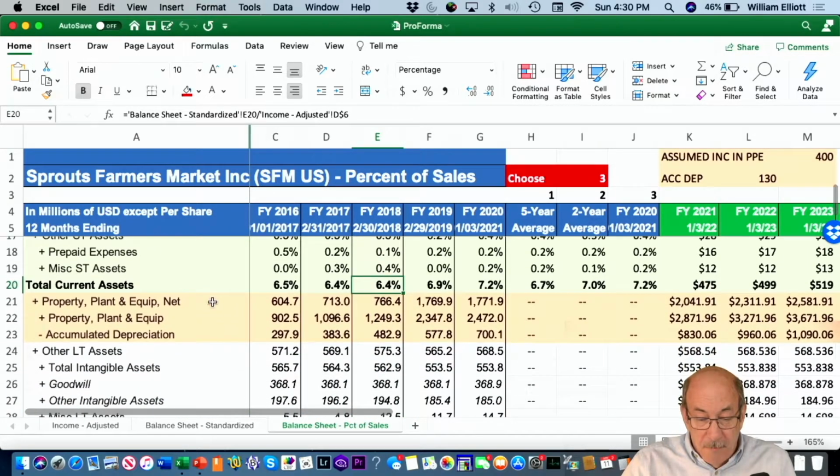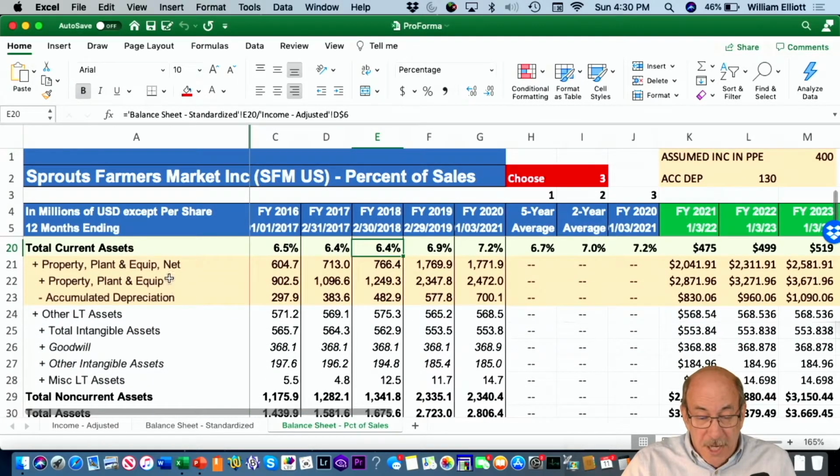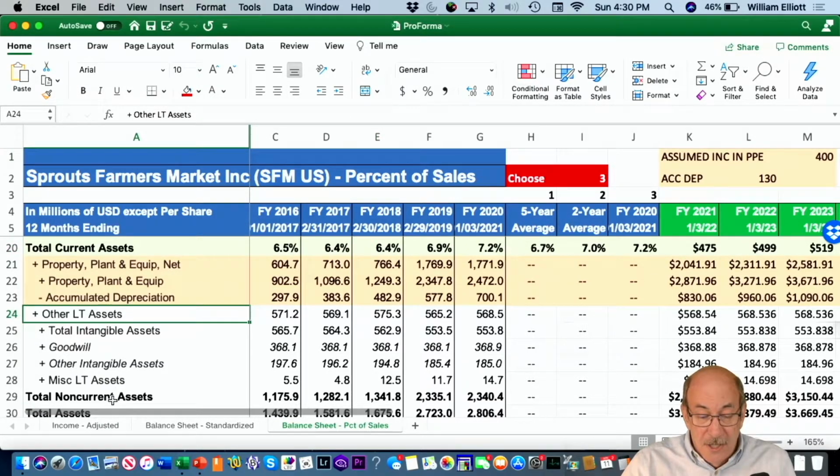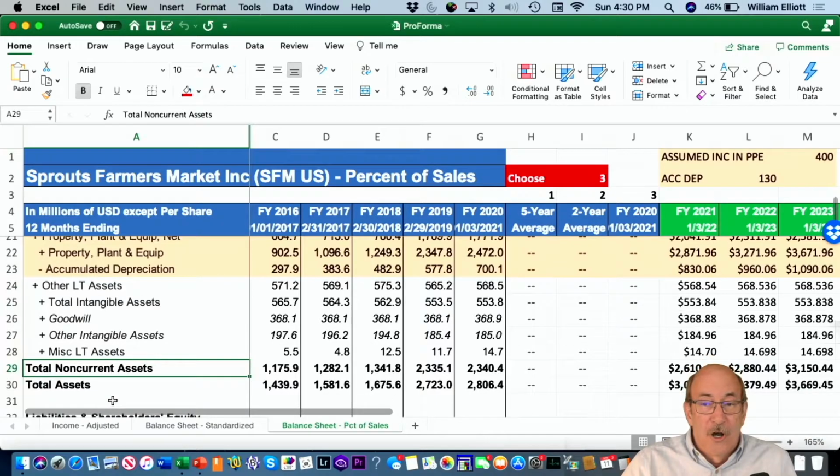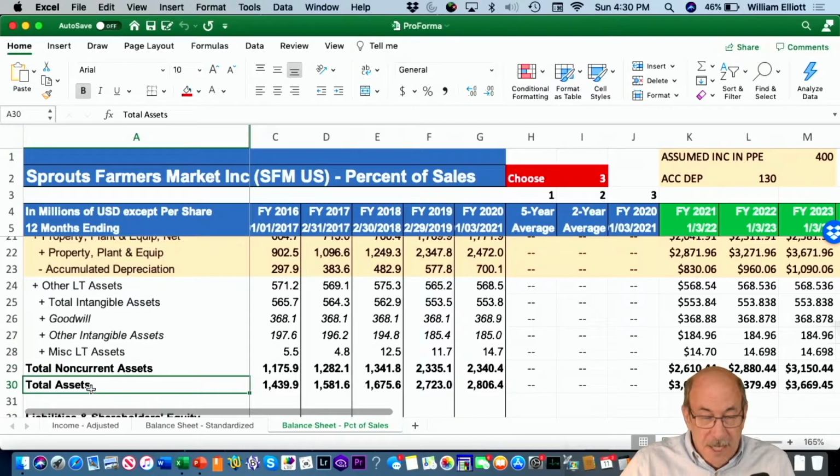All right, and then down below here, I've got plant, property, and equipment. I've got other long-term assets, and then the total for all the other non-current assets is what Bloomberg calls them. Think of them as long-term assets, right? Same thing. And then the final line down here is the total of the long-term assets and the current assets.